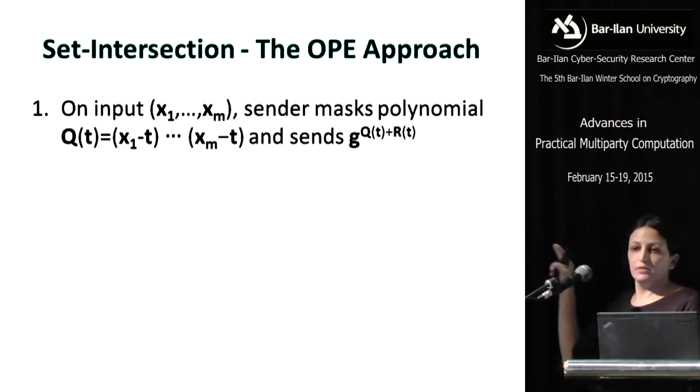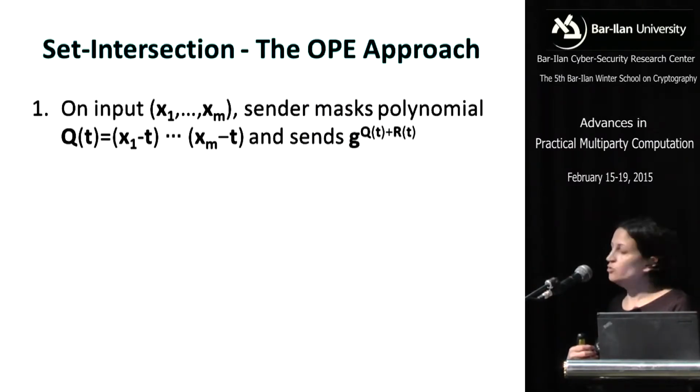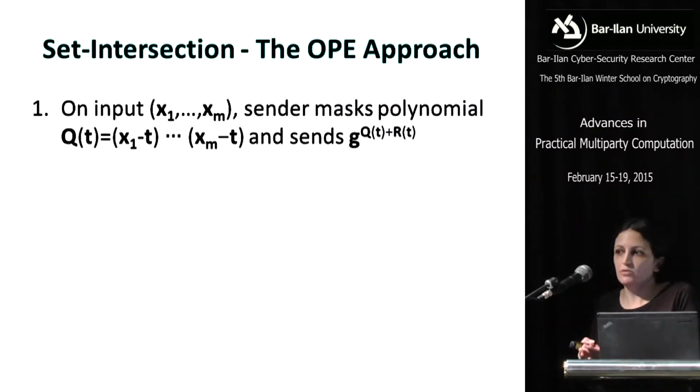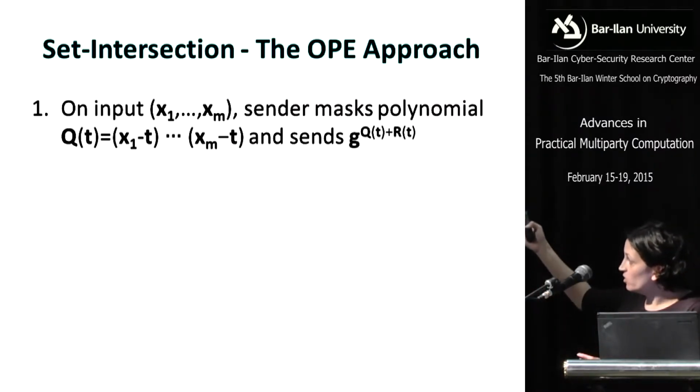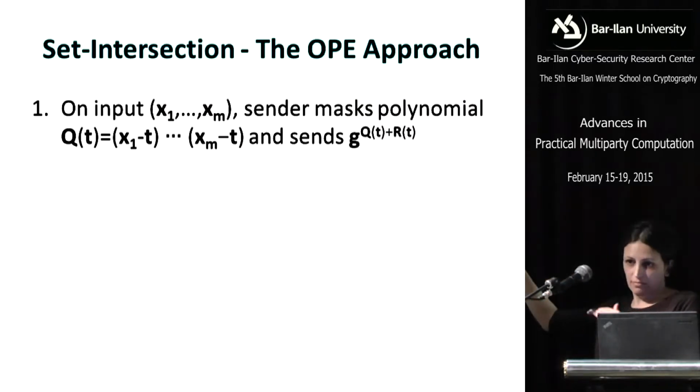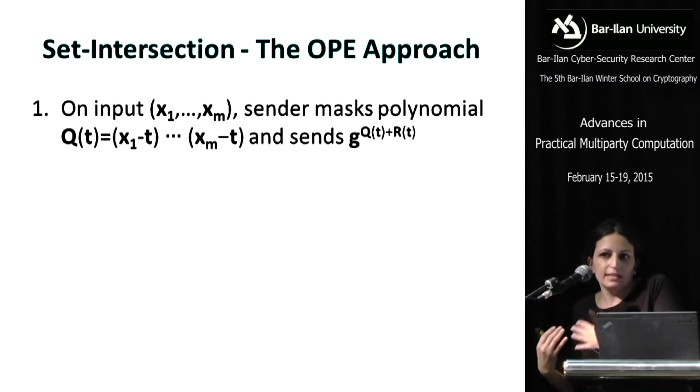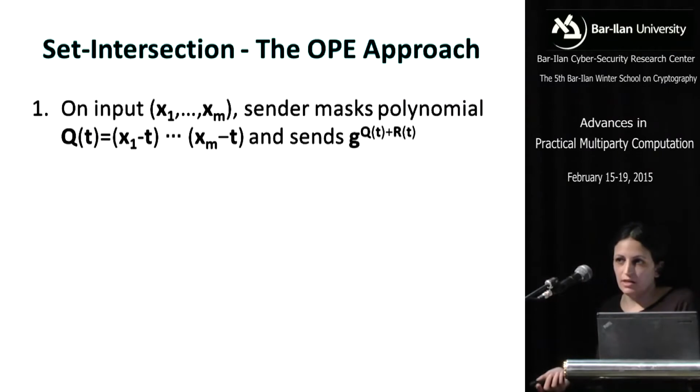Good. This is just a repeat of what Benny explained yesterday. How do we use polynomials to compute set intersection? The sender builds a polynomial, where T is a variable, such that the set of elements in X are the roots of the polynomial. That's the polynomial that the sender constructs. Now we could use the OPE constructions that I just showed you.